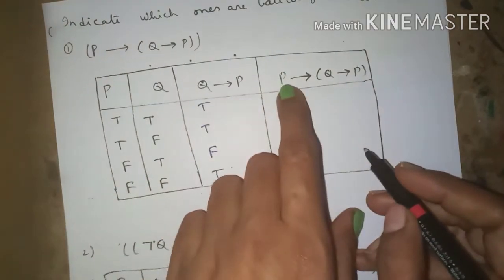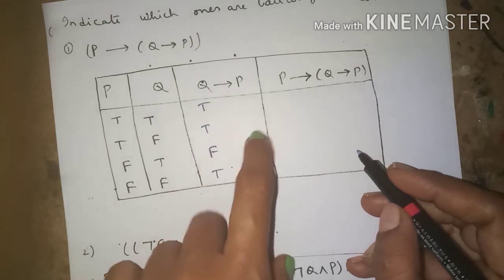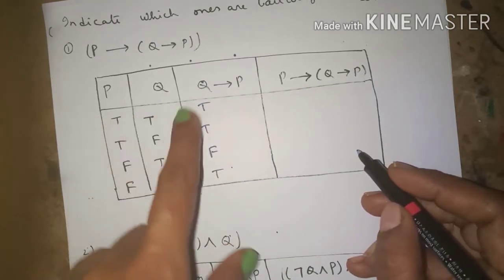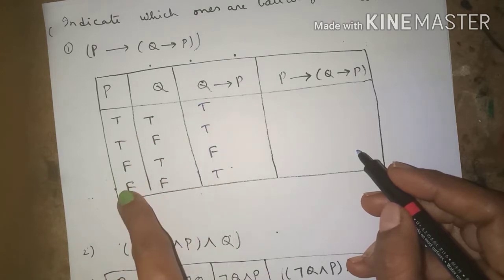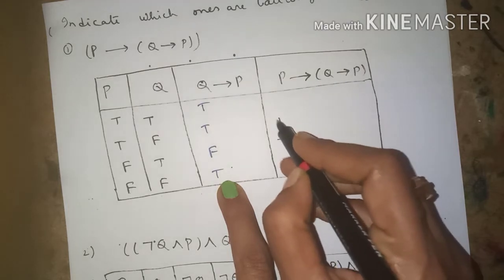Now we have to see P, if P then (Q to P). These two we have to see. TT, TT, FF, FT. In the remaining cases it is T. Therefore, all T's.